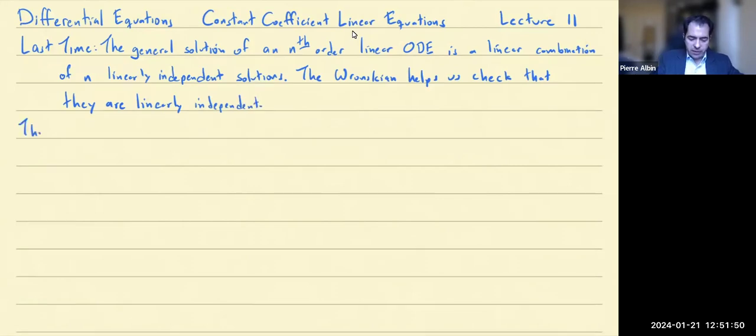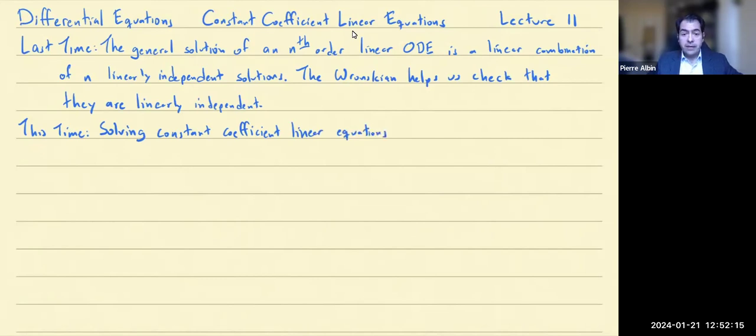Okay, this time, we're going to apply this to a case where we can actually solve. We're going to be solving constant coefficient linear equations. Okay, so let's start with the simplest examples.